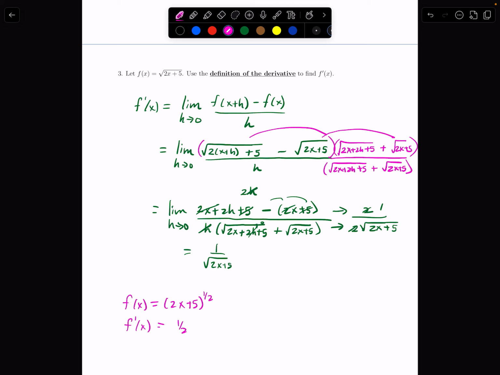So 1/2 times 2x plus 5 to the negative 1/2 times the derivative of the inside, which is 2. So those 1/2 and 2 cancel with each other, and we can move that square root to the bottom. And we do, in fact, get what we get using the power and chain rule. But if your exam says to use the definition of the derivative, then you need to use the limit definition.